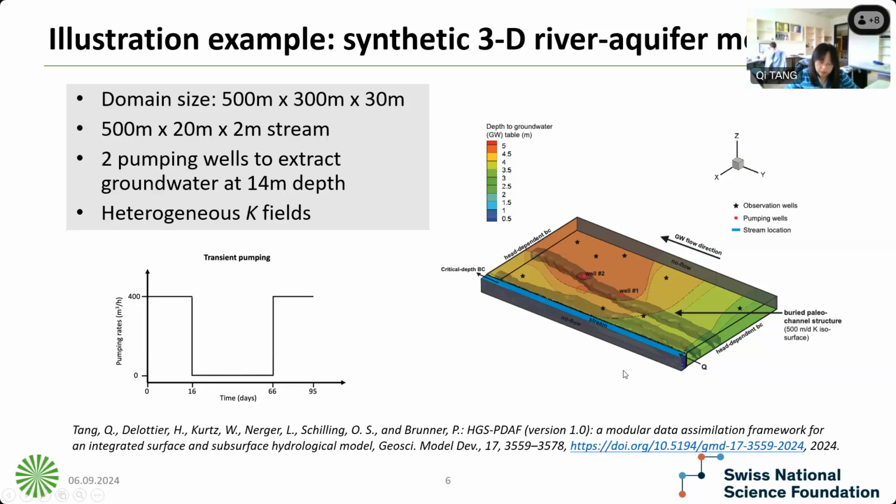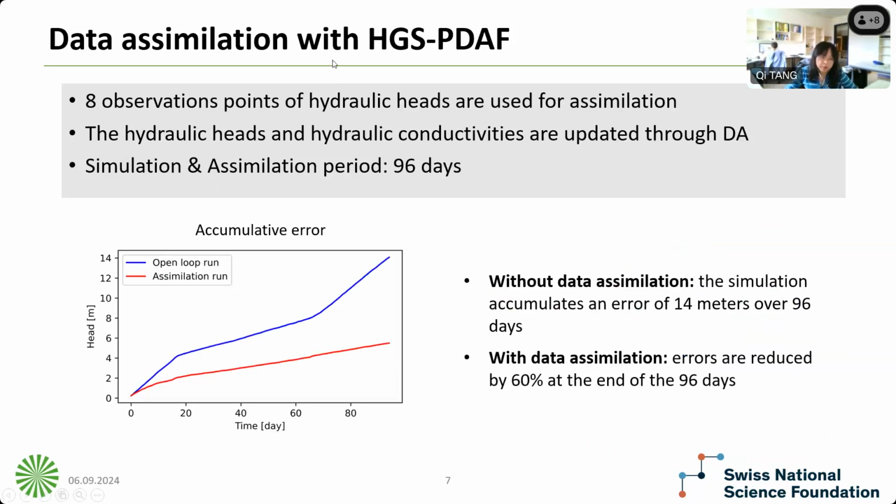We also implemented heterogeneous hydraulic conductivity fields, parameter fields, to introduce some variability and complexity. And to carry out our data assimilation experiment, we place 8 observation points in the model with virtual hydraulic heads, and the observation error we set is 5 centimeters.